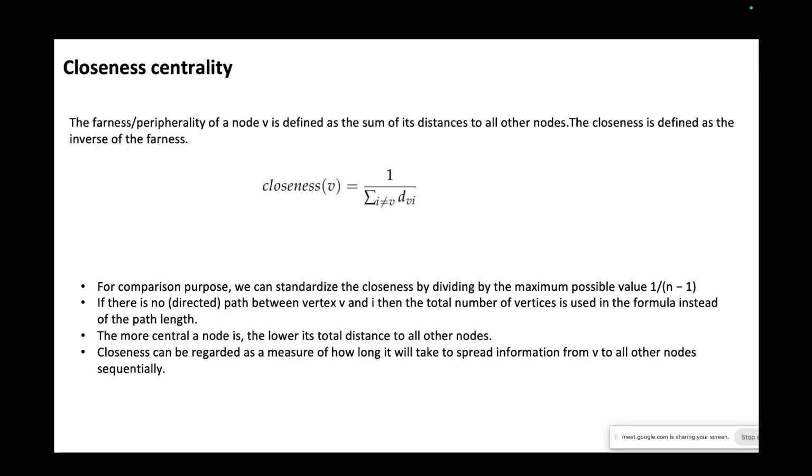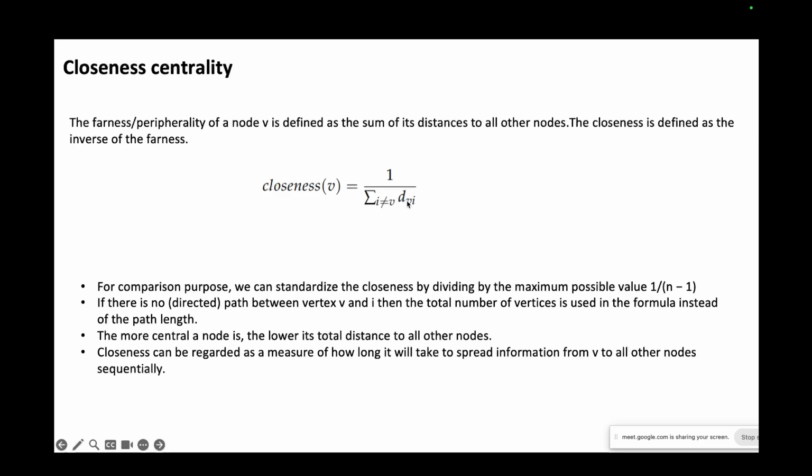Okay, we come to another important parameter, which is known as closeness centrality. It basically means what it says: how close are two different nodes. The farness or peripherality of a node is defined as the sum of its distance to all other nodes, and the closeness is defined as the inverse of the farness.